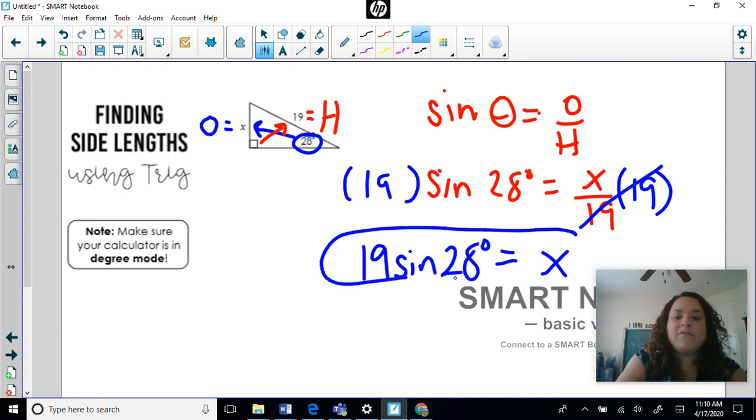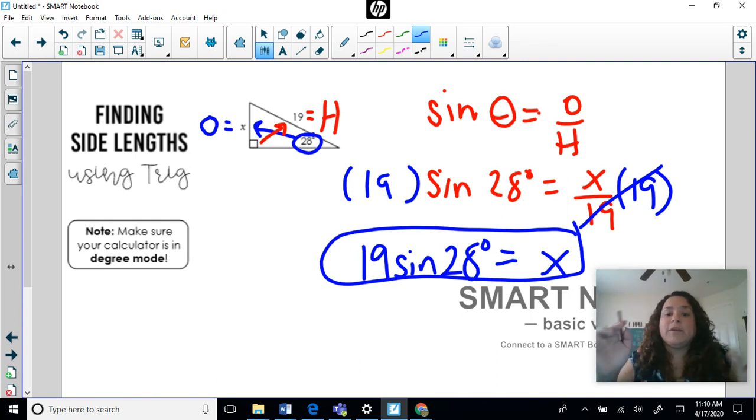Okay, now, if you don't have a calculator at home, it's okay. Don't freak out about it. You can leave your final answer as x equals 19 sine of 28, and I'll accept it because guess what? That's the actual answer, right? When you plug in 19 sine of 28 into the calculator, it actually gives you an approximate answer.